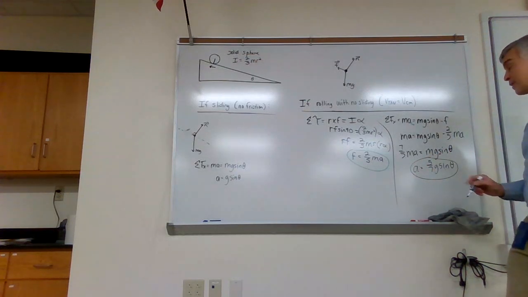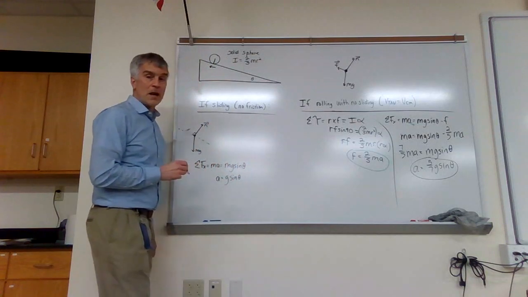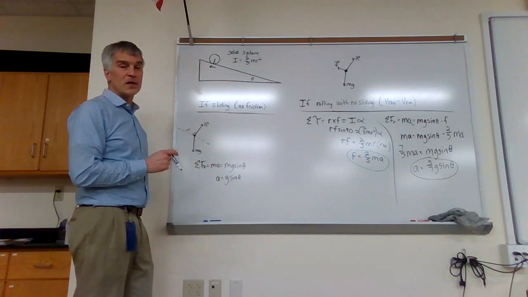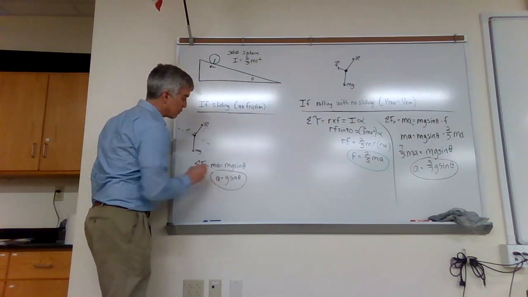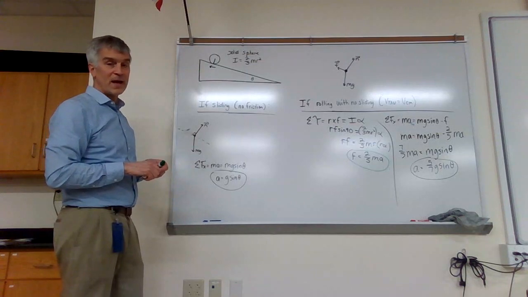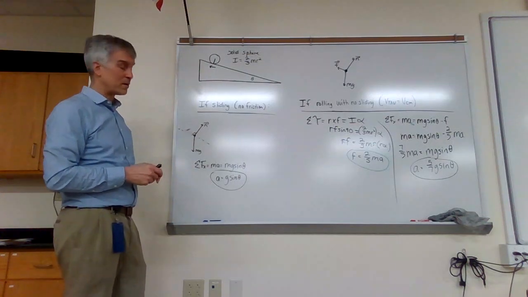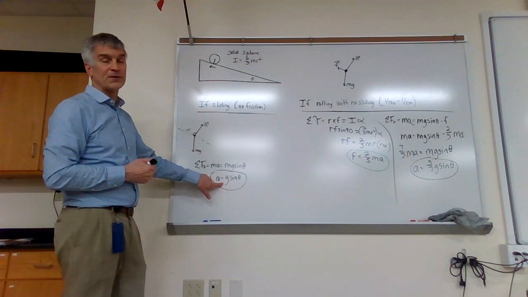All right, which makes sense, because if none of the gravitational potential energy went into rotational kinetic energy, we've got an acceleration of g sine theta. Since that's happening, our acceleration is going to be a little bit lower. It's not quite g sine theta, it's 5/7 g sine theta.